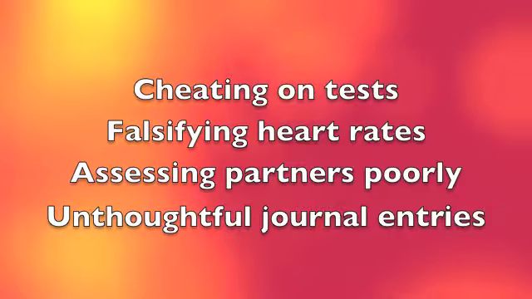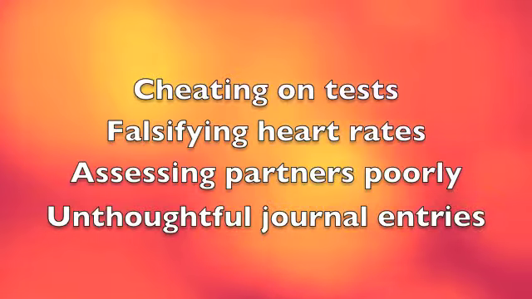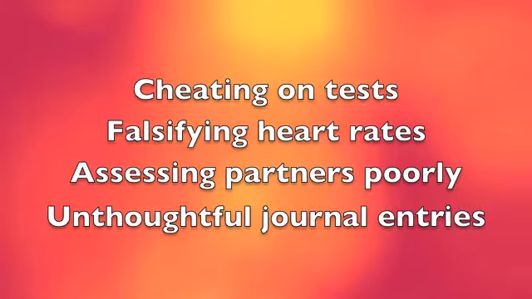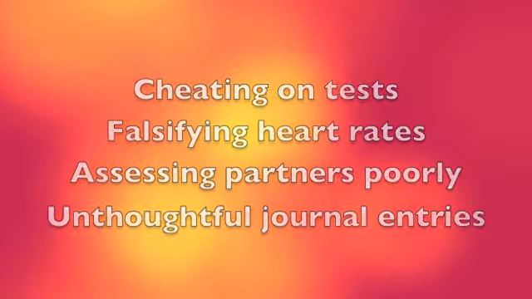Some reliability and validity issues can be students cheating on tests by looking at each other's papers, falsifying heart rates by lying about what they got on their heart rate tracker, assessing partners poorly because they either like their partner or have an issue with them. Unthoughtful journal entries may occur because they see them as meaningless.